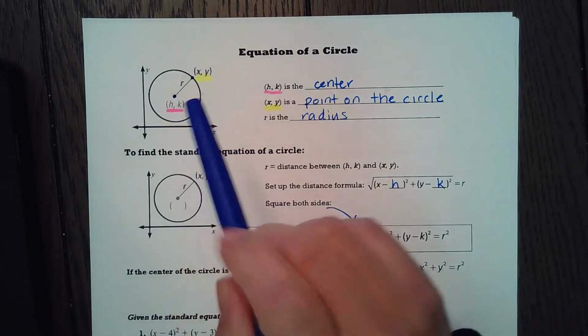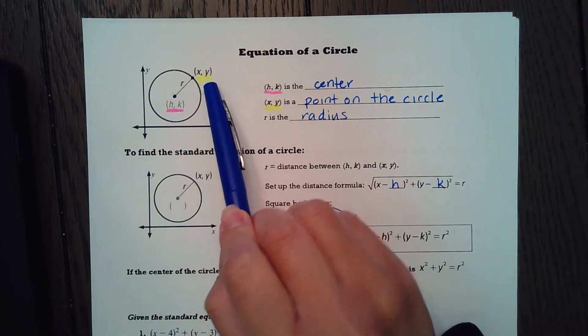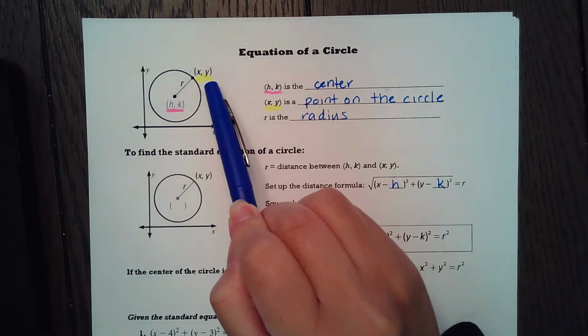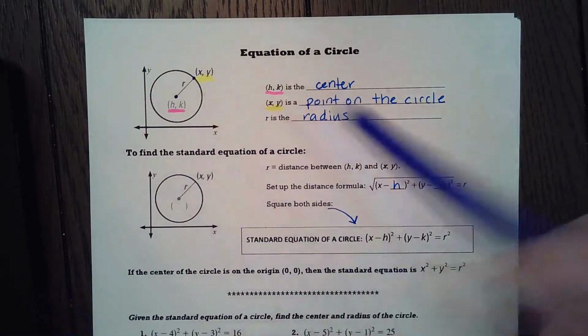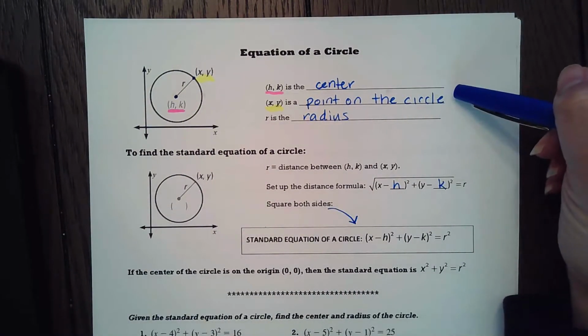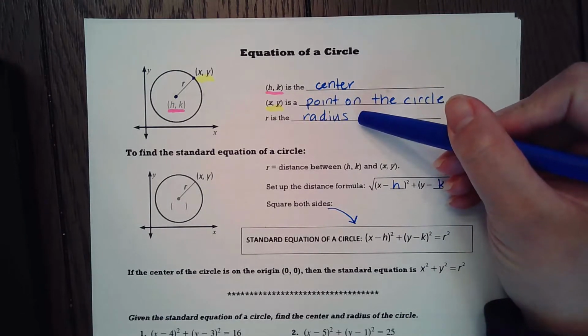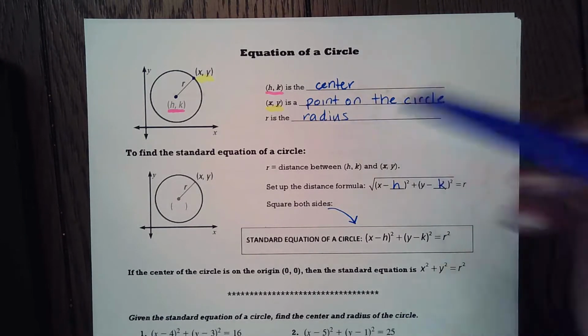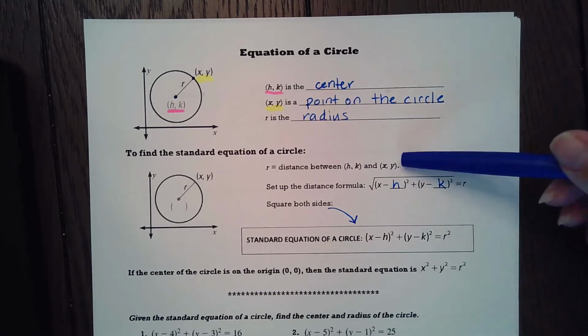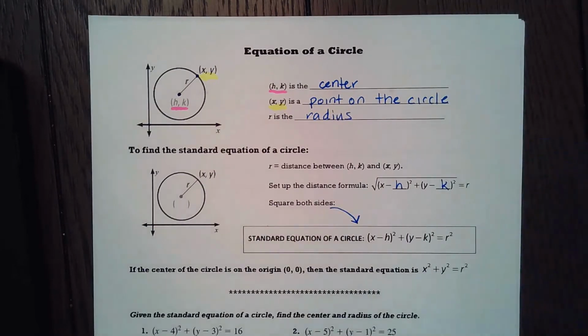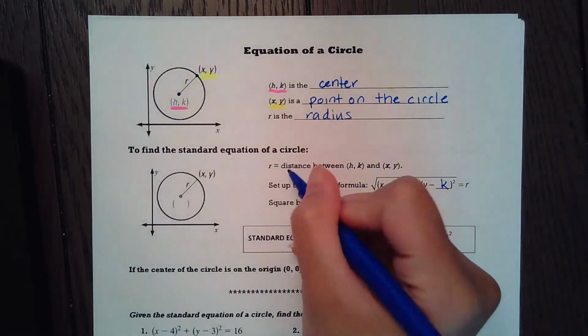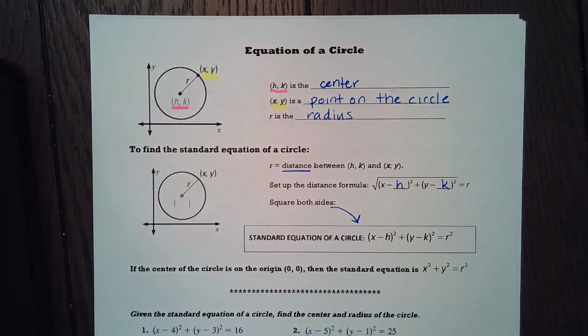They didn't want you to confuse (h, k) with (x, y), which is a point on the circle, so that's why they've given you different letters. Again, (x, y) is a point on the circle, and r is the radius. r is the distance between (h, k) and (x, y). Anytime you see the word distance, we're going to use the distance formula.